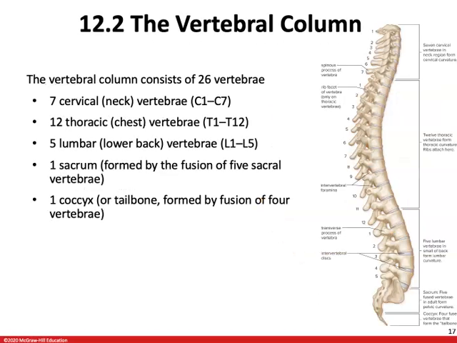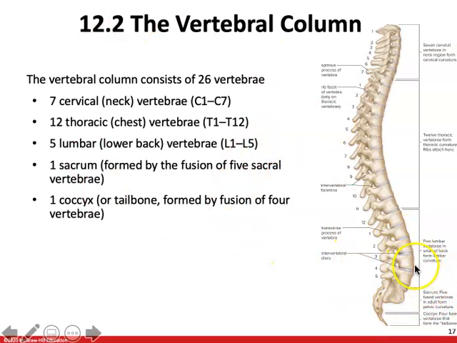Moving down from the skull and cranium, we're going to move into the vertebral column. The vertebral column is going to consist of 26 vertebrae. The first 7 are going to be the cervical or the neck vertebrae. These are conveniently named C1 through C7 for the 7 cervical vertebrae. The next 12 are going to be the thoracic vertebrae, or your chest, found in that chest cavity region. These will be T1 through T12. Then we have the lower back region, the lumbar region, where we have 5 vertebrae, L1 through L5, followed by a single sacrum and a single coccyx.